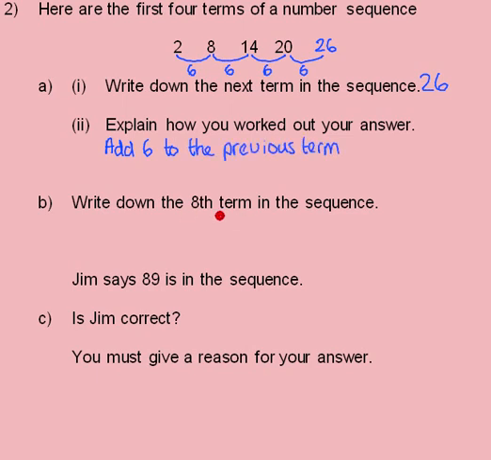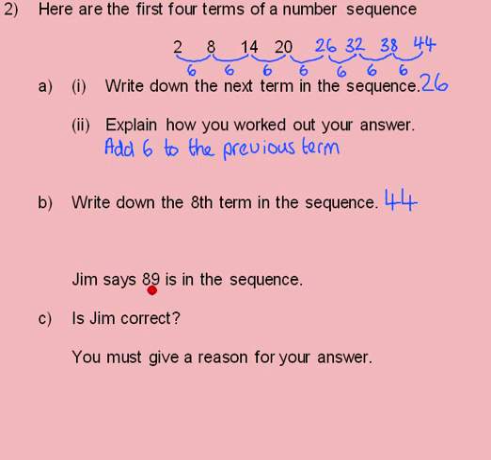I now want the 8th term in the sequence. I've got the 5th one here. If I add 6, that gives me 32. That's the 6th one. Add another 6 to get 38 for the 7th term, and another 6 to get 44 for the 8th term.